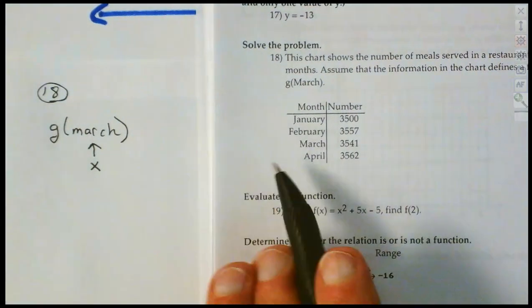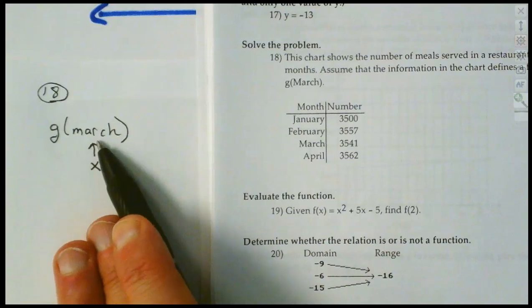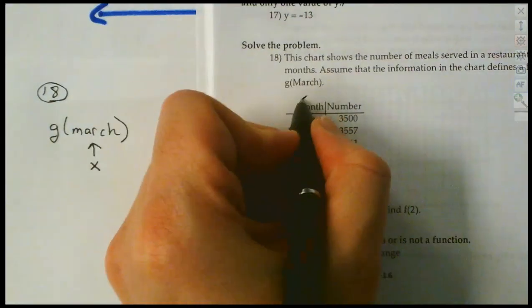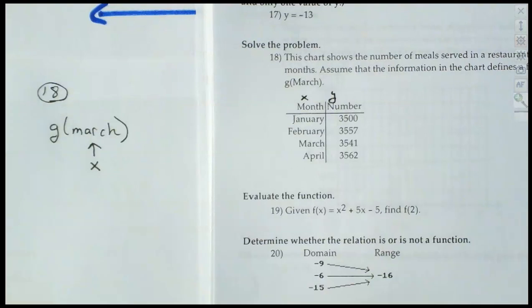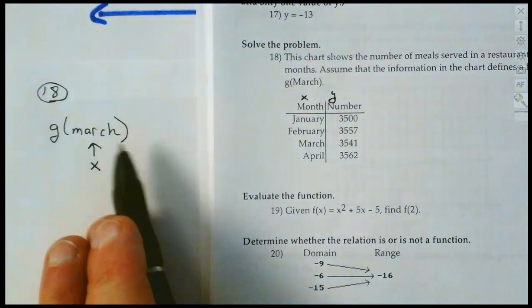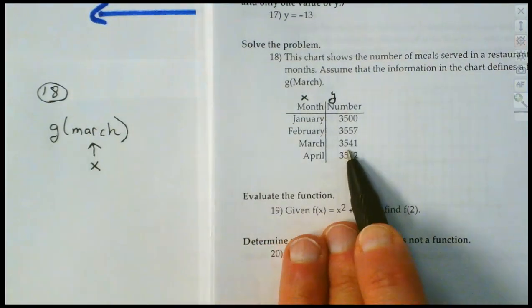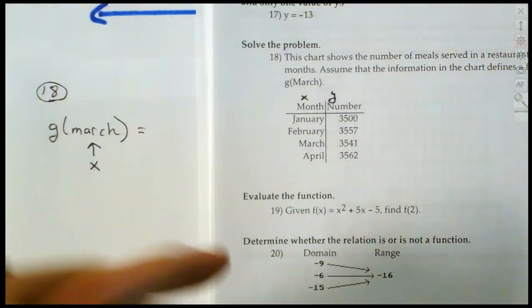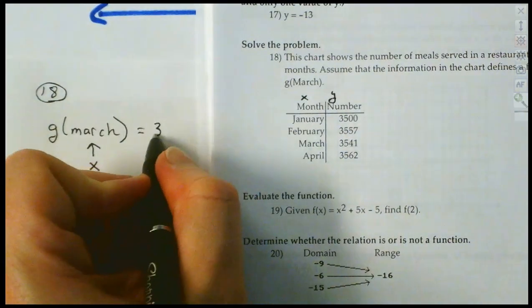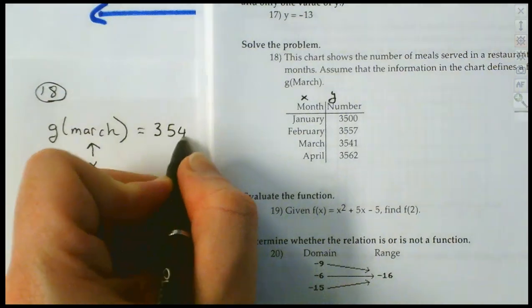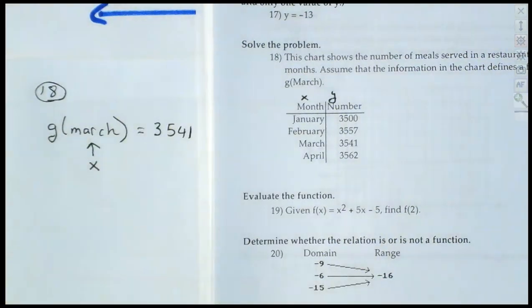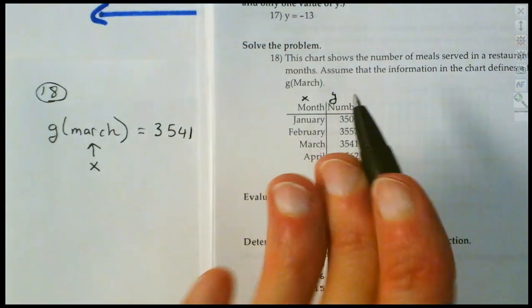and what's going to come out? Well, if we want g of March, that's our x value. This is your x, and this is your y, what you get out, or g of x. So if I plug in March, how many meals did I serve? Well, looking at our table, I served 3,541 meals. We just plug the value in, and we see what we get out.